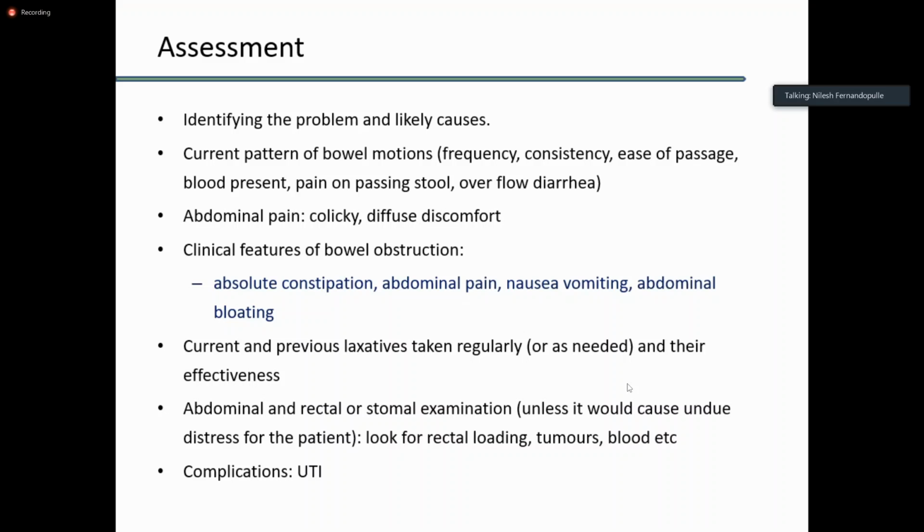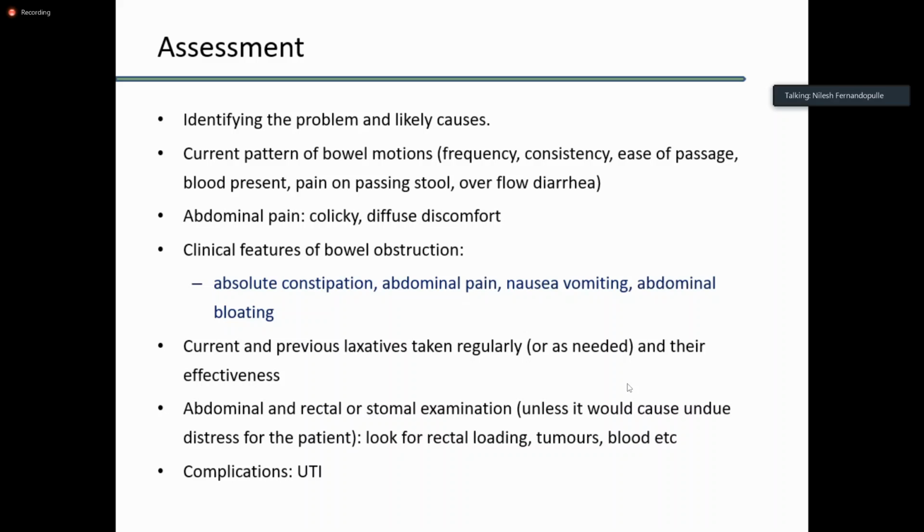So if you had given that patient things like Imodium, it will actually make it worse. That patient actually needs a laxative. So it's very important to do that assessment at the beginning. See whether it's painful, whether it's colicky or a diffuse discomfort. Check for evidence of bowel obstruction: absolute constipation, pain, nausea, vomiting, bloating.